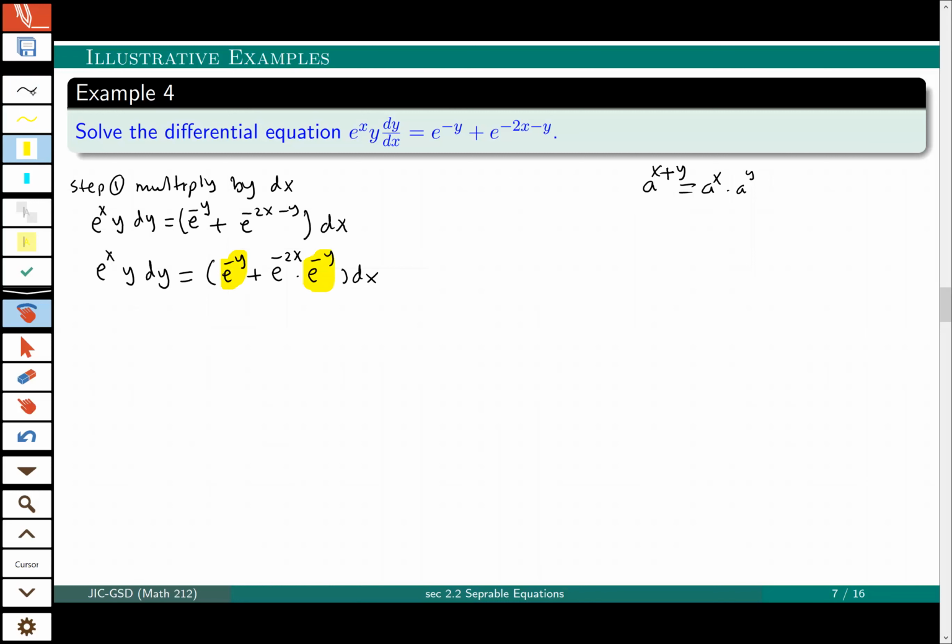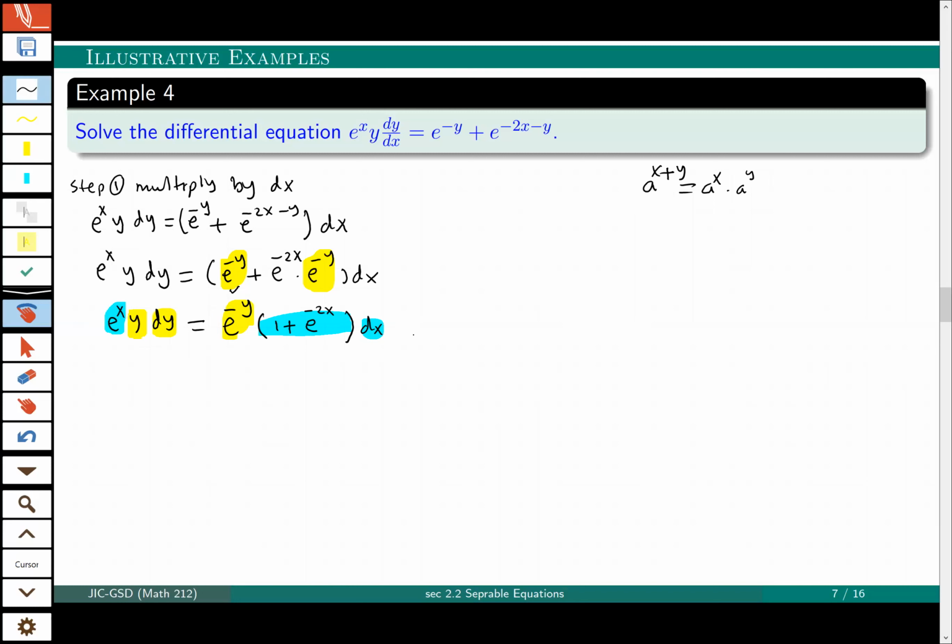So I'll take it as a common factor, e raised to the power minus y. What is left inside the bracket? Here it will be 1 plus e raised to the power minus 2x dx. Now, I have dx with a function of x, but also I have a function of y. And here I have dy with a function of y, but also I have what?